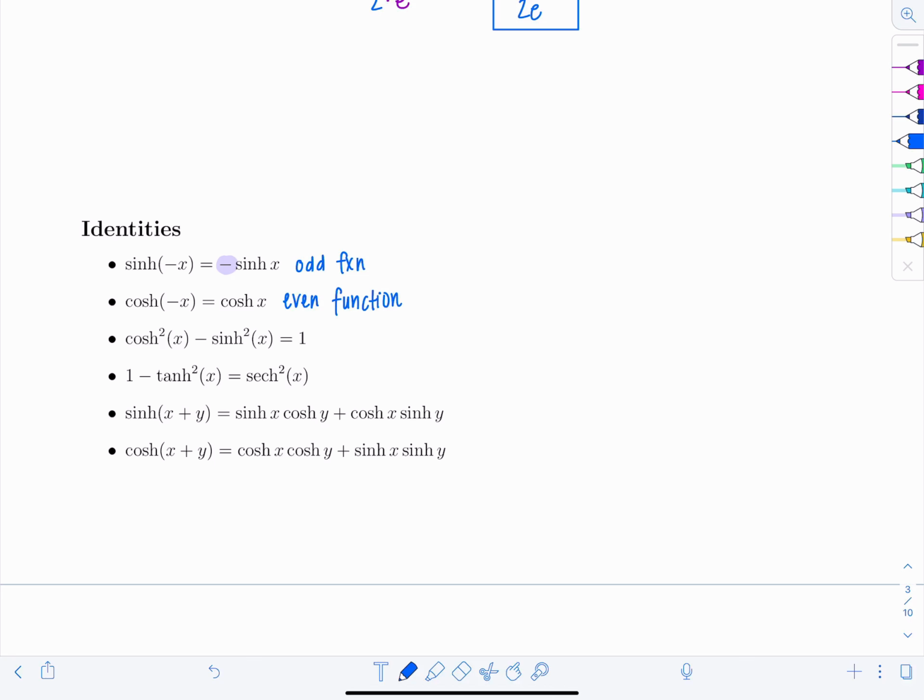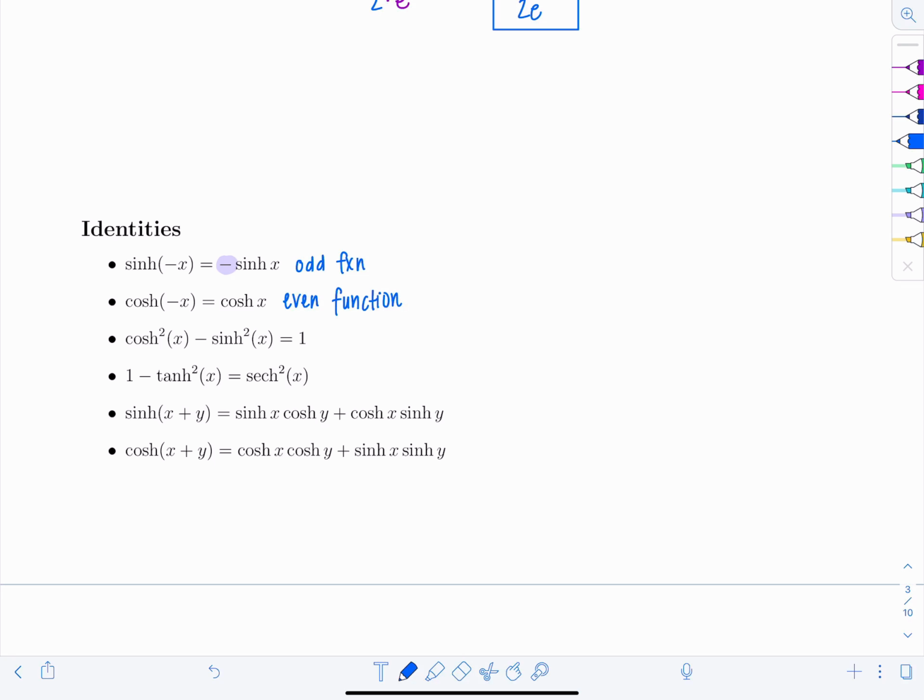Ooh, look at this one. Cosh squared of x minus sinh squared of x equals 1. This should remind you of cosine squared theta plus sine squared theta equals 1 for trig, right? And remember, that's based on the unit circle because the equation of a circle centered at 0, 0 with radius 1 is x squared plus y squared equals 1.